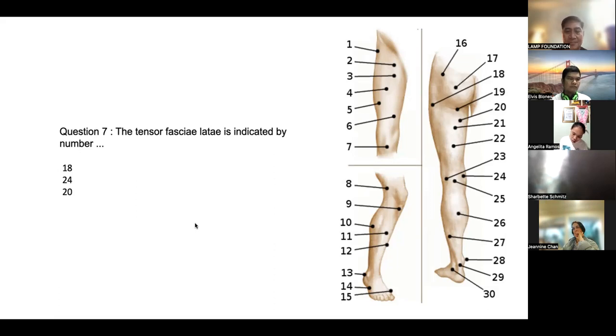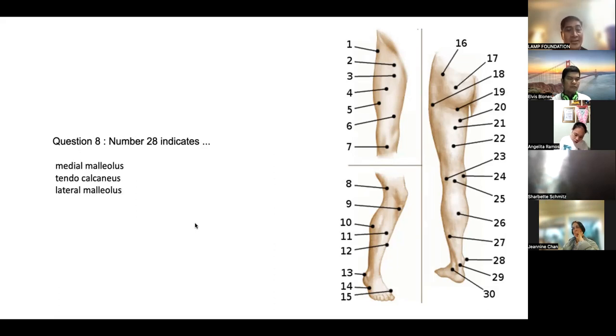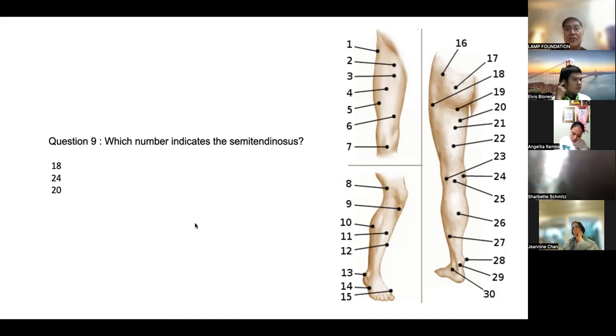Number 18. Very good. Number 28 indicates? The medial malleolus. Which number indicates the semitendinosus? Semitendinosus.